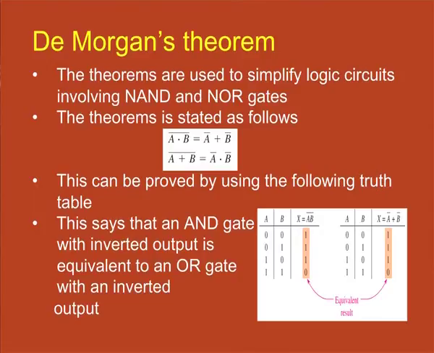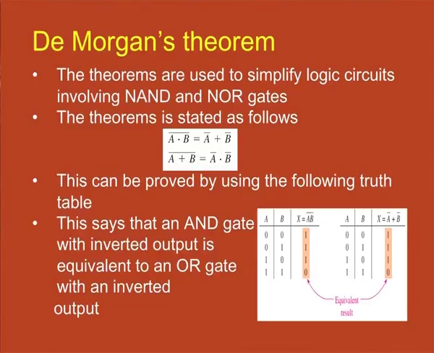Here we have shown the truth table for both the theorems, in which one of the outputs is (A dot B) bar and the other output is A bar plus B bar. Here, as you can see from the truth table of both the cases, the outputs are exactly the same, and hence we can say that the first theorem of De Morgan's theorem is proven. And this says that an AND gate with inverted output is equivalent to an OR gate with inverted inputs.